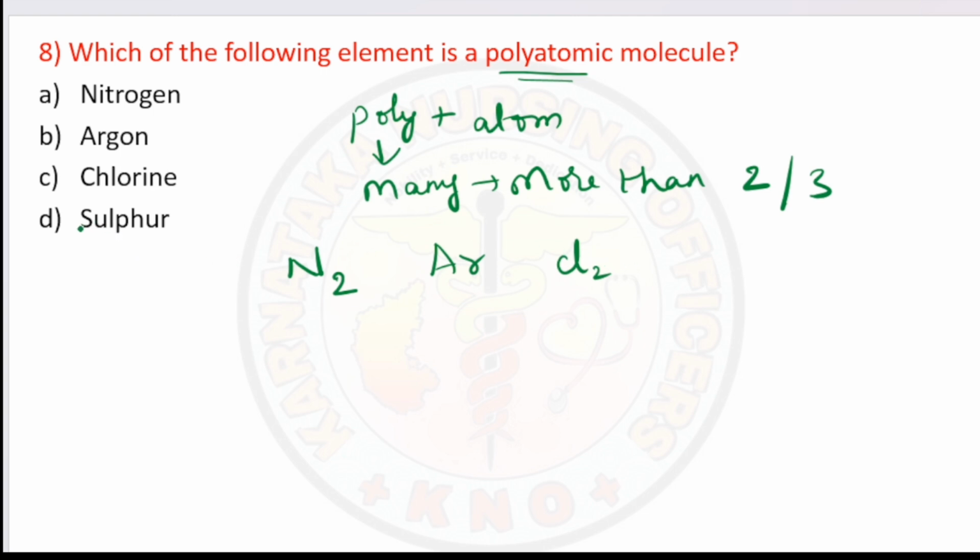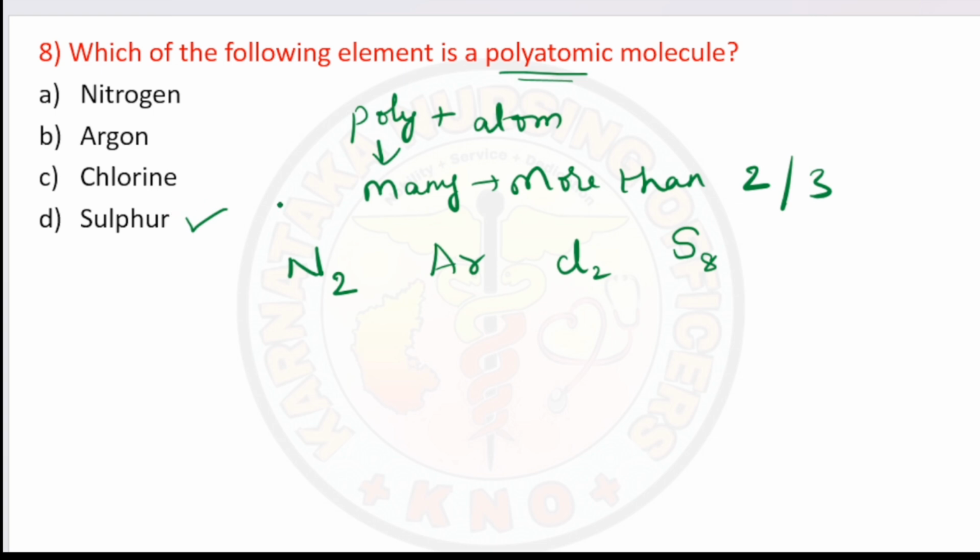And what is sulfur? Sulfur is represented like this, S8. By looking at this, you can easily answer which is polyatomic. So the correct answer is option D. Sulfur is considered to be a polyatomic molecule.